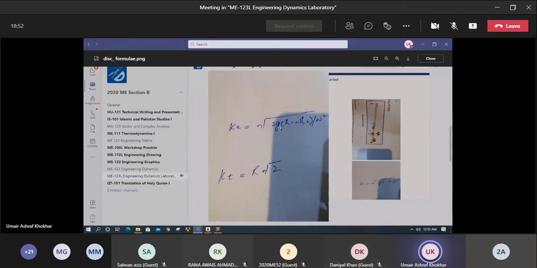This g is the gravitational acceleration, omega is the angular velocity, h1 is the height of the highest point, and h2 is the height of the lowest point. And this whole thing is going to give us the experimental value of the radius of gyration. This is experimental, and this one is theoretical, right? You're going to find out these two values, and you're going to compare them at the end.